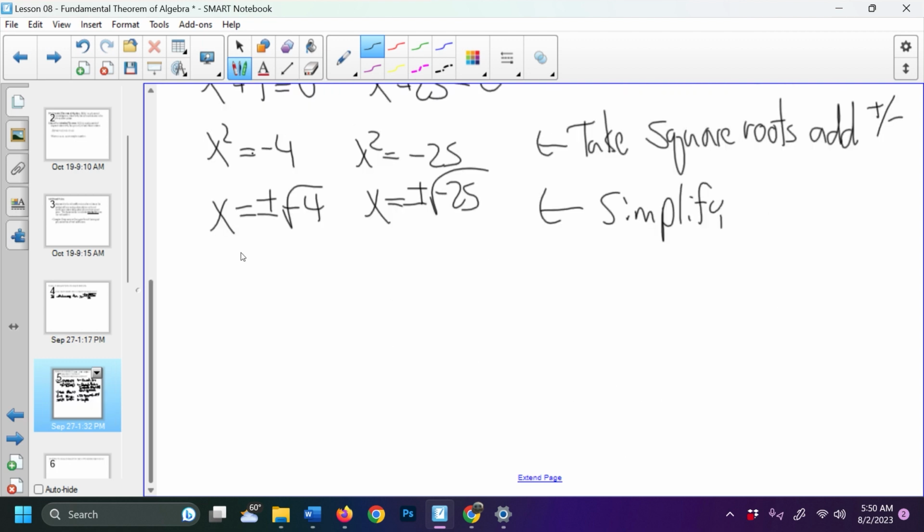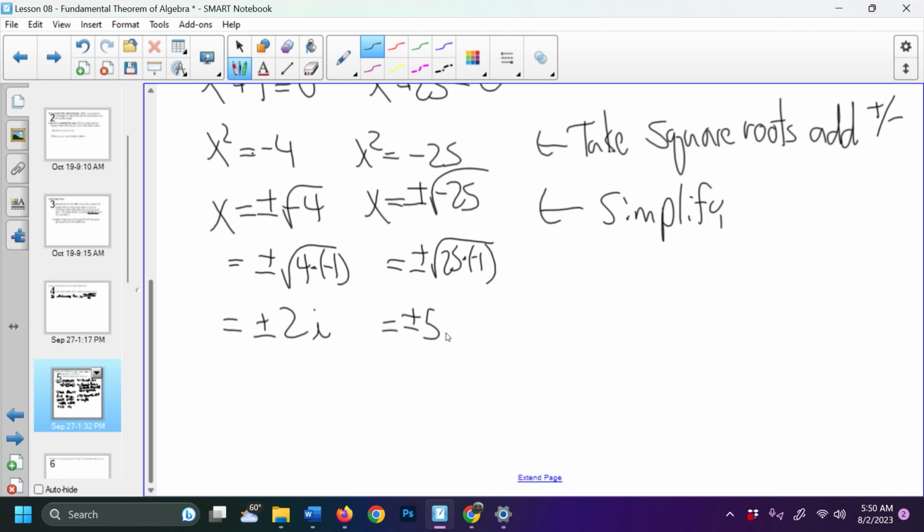So here we'll simplify, and remember, we'll say that this is plus or minus the square root of 4 times negative 1, and this one is equal to plus or minus the square root of 25 times negative 1. The square root of 4 is 2, and the square root of negative 1 is i. The square root of 25 is 5, and the square root of negative 1 is also i. And so these are the zeros.